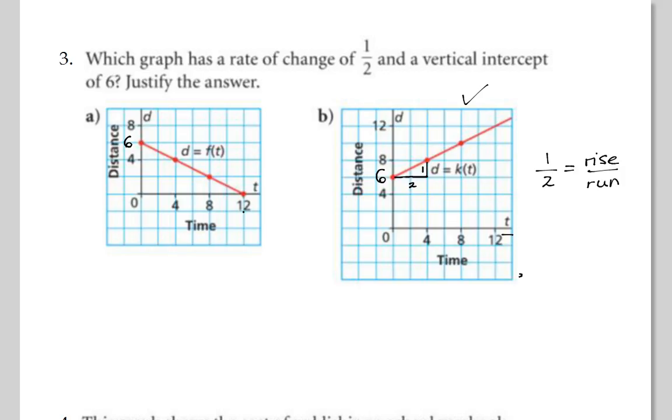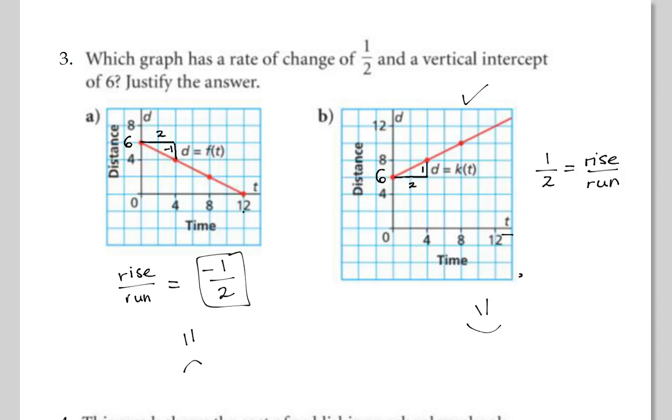So why not A? This one's over 2, but it's down 1. So the rise over run for the first graph is -1 over 2. Okay, so this is not the one. This is the one we want. Any issues there?